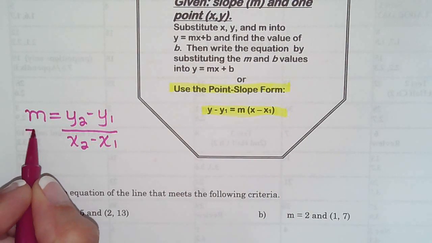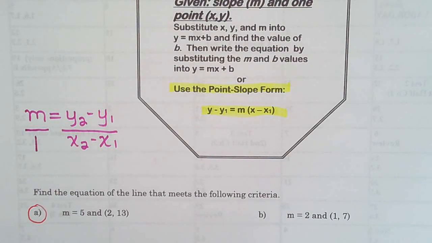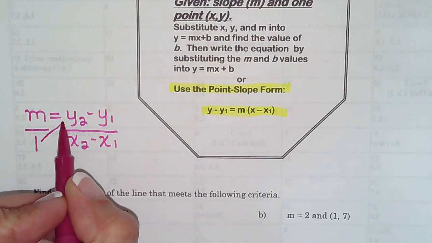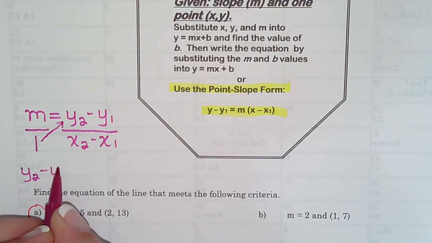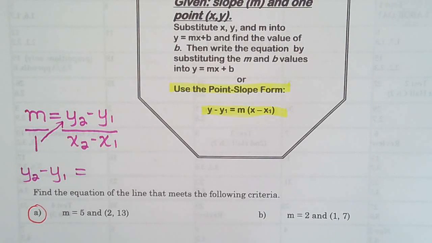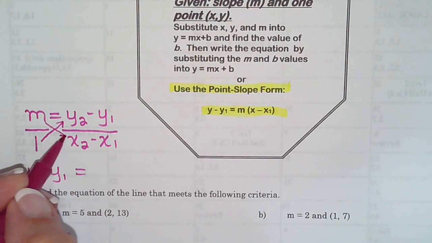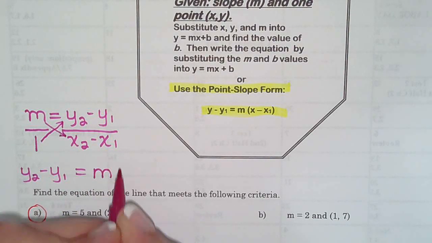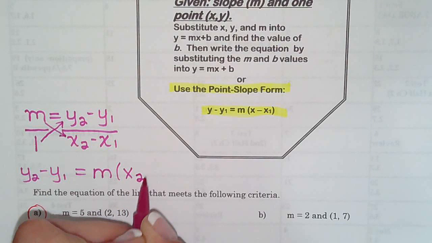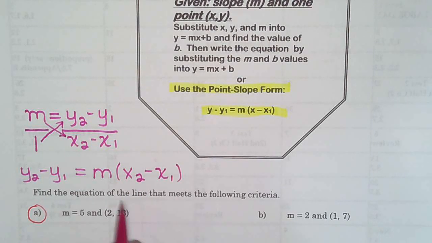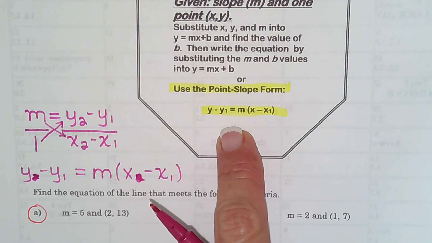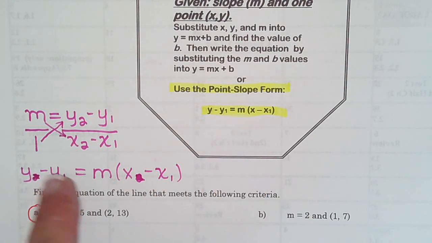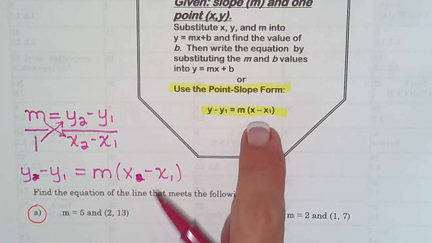So in Module 5, we learned how to deal with fractions. We learned to set the cross products equal. So 1 times anything is just that anything. y2 minus y1 equals, and then this cross product is m parentheses x2 minus x1. Take those little subs off, and boom, there's your point slope form. y minus y1 equals m times x minus x1.